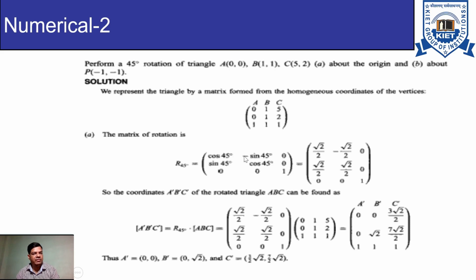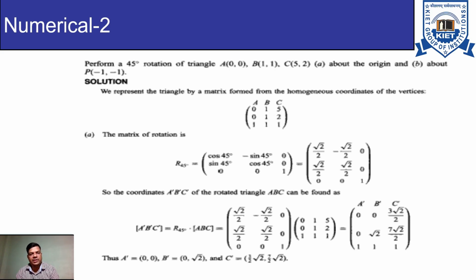here the rotation angle is 45 degrees, and we know that sin 45 and cos 45 are both 1 upon root 2. So we can directly substitute the value and get the answer. Now the object is a triangle, so we are following the column representation, representing each coordinate along a column. There are 3 points, so we have 3 columns. The first column is 0 0 1, the second is 1 1 1, the third is 5 2 1.